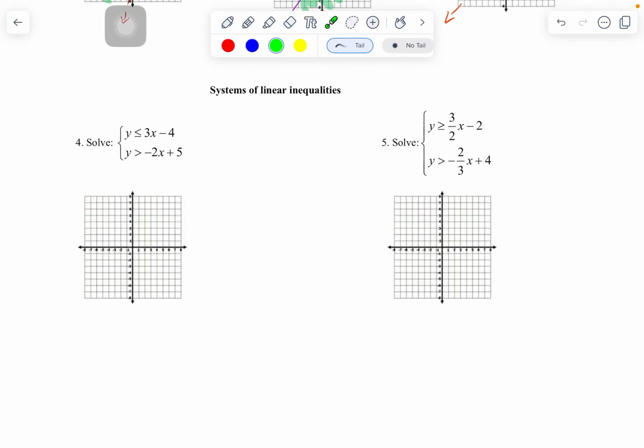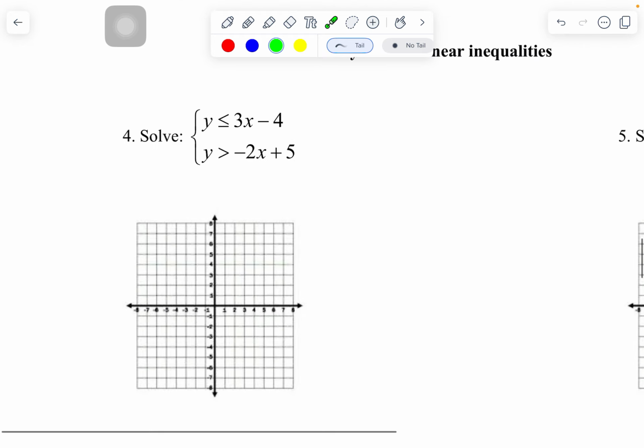All right, this is going to be the second video for Notes 48, and we're going to do what are called systems of linear inequalities. So when you have a linear inequality, you graph the boundary line, right? Something maybe like this, whatever it is, and you shade above or below it. And so here's the thing.